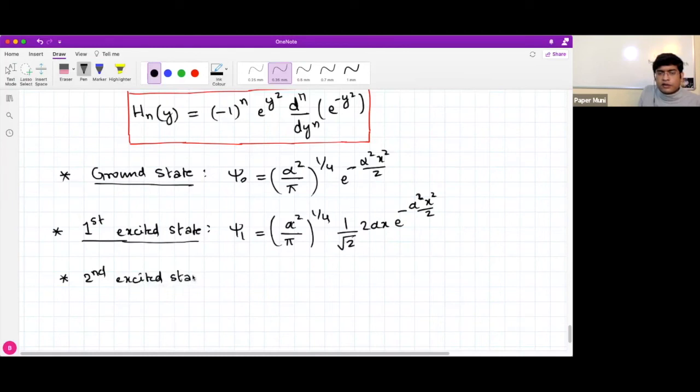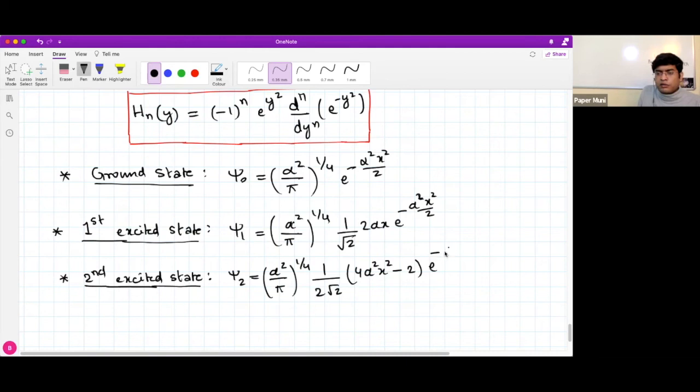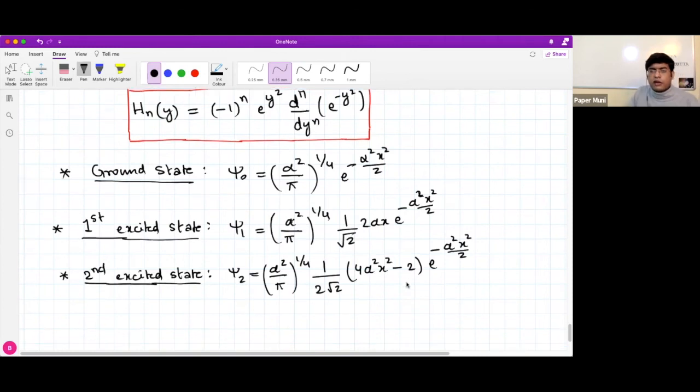Second excited state. All right. So psi 2 is equal to alpha square by pi, okay, 1 by 4. This is 1 by 2 root 2, 4 alpha square x square minus 2, e to the power minus alpha x square by 2. All right. Now have a look on this.